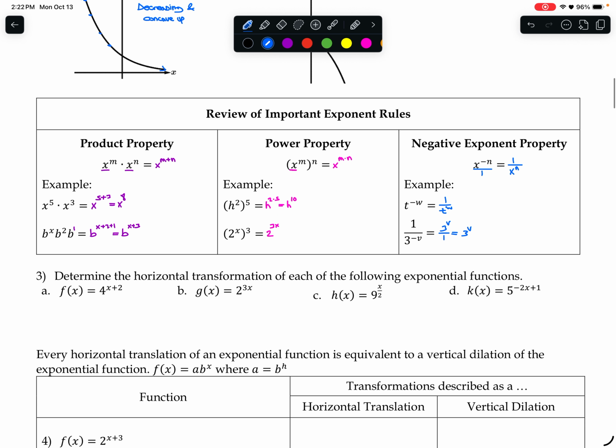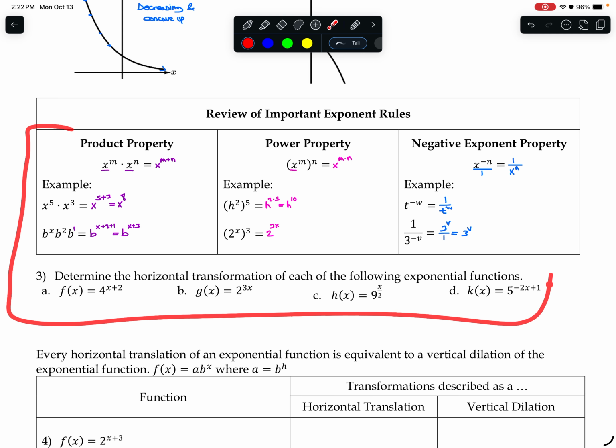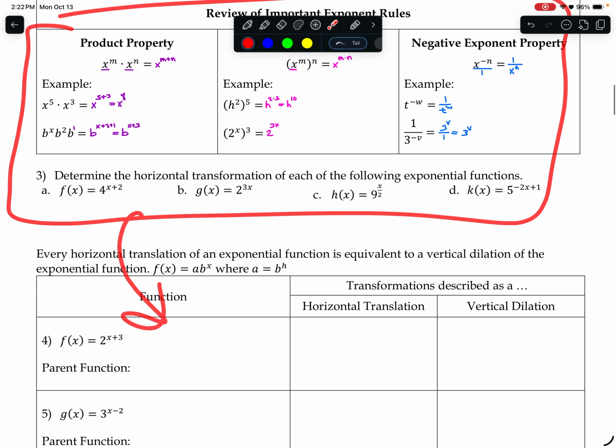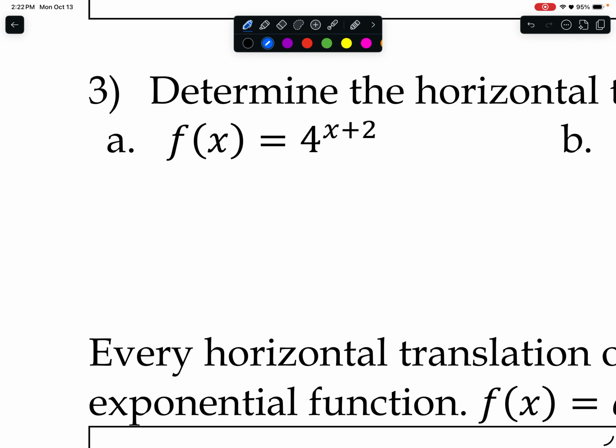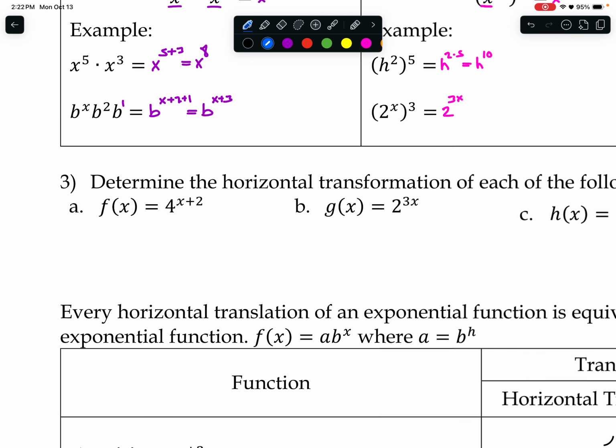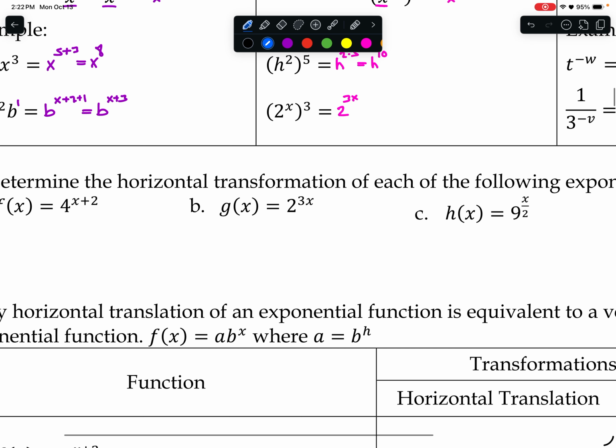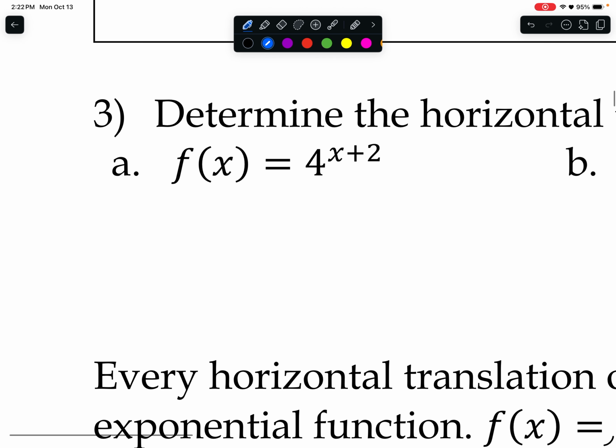So now what we're going to do is look at these transformations. So we're going to use transformations and exponent properties. We're going to combine these two concepts when we get to this bottom part down here. So starting off, I have these 4 functions, and we want to determine the horizontal transformations of each of the following. So right here I have f of x equals 4 raised to the x plus 2.